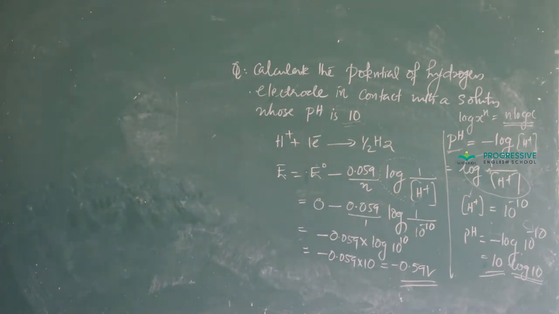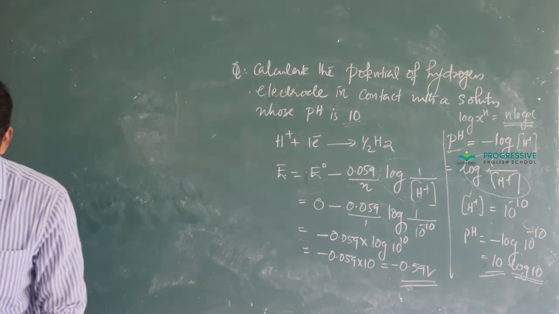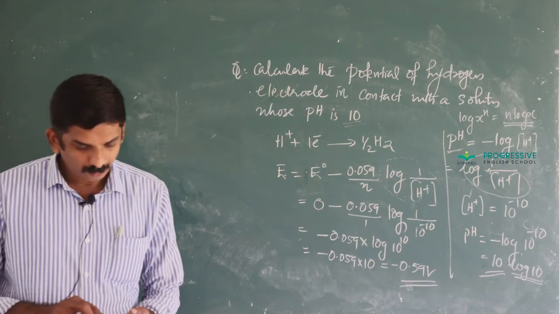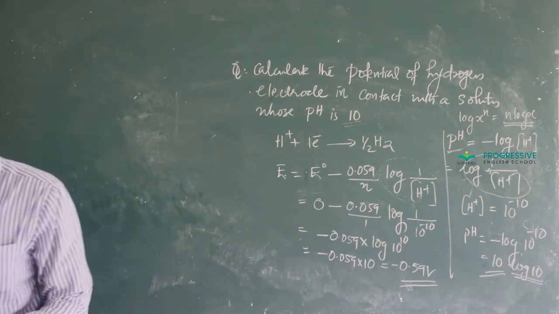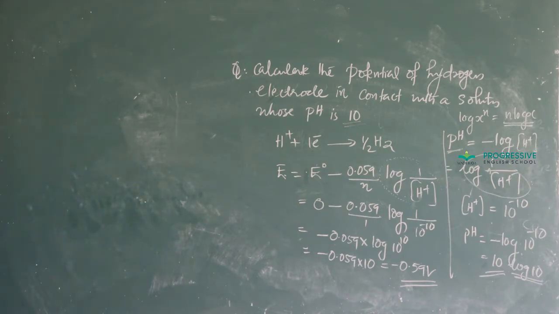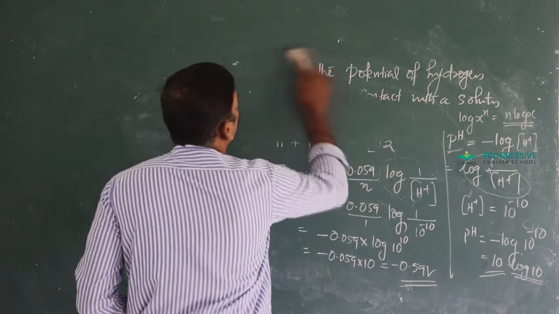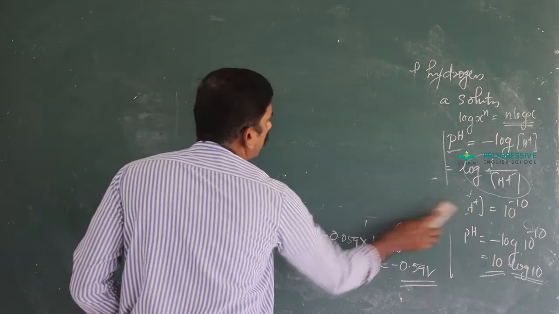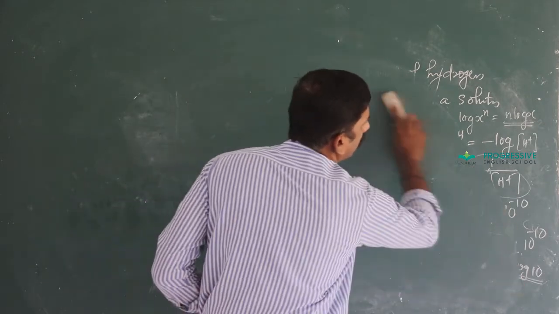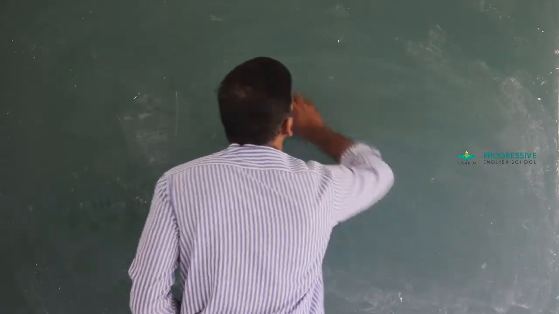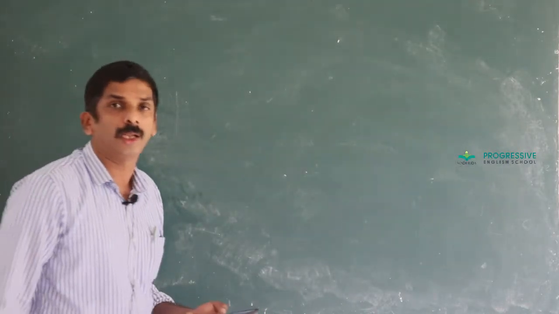Some of you asked doubts based on this. Okay. Then these two problems mainly deal with finding the electrode potential of a single electrode such as the silver electrode and the standard hydrogen electrode.